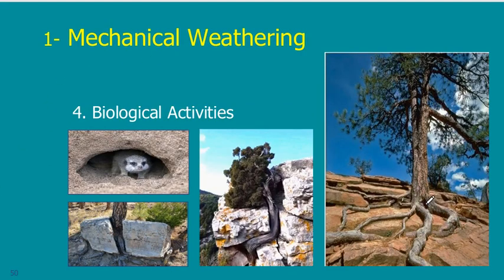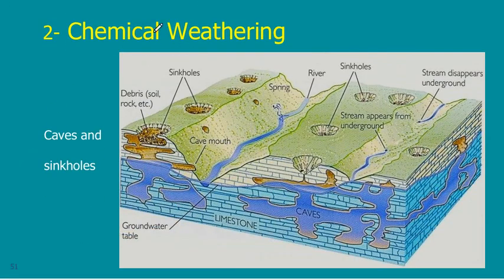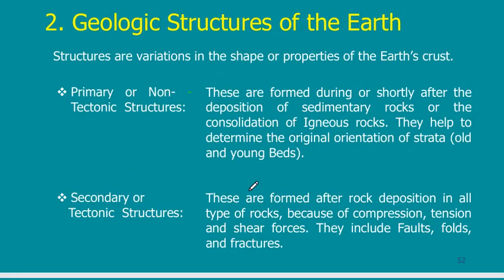Mechanical weathering, as I said, is roots of plants or creatures digging into the ground. Chemical weathering means the effect of materials next to each other weathering. This weathering is mainly due to the effect of water going through some types of rocks, weathering them, creating caves, sinkholes, and all of these features.